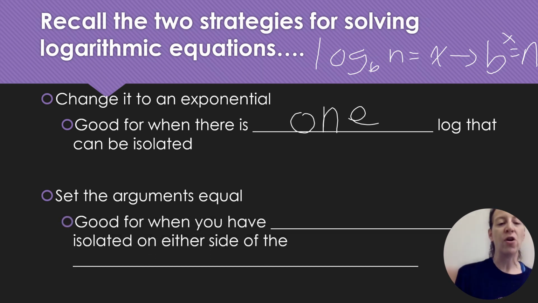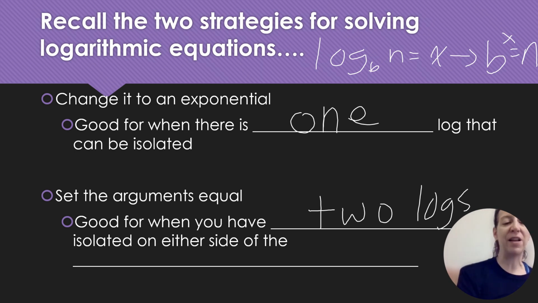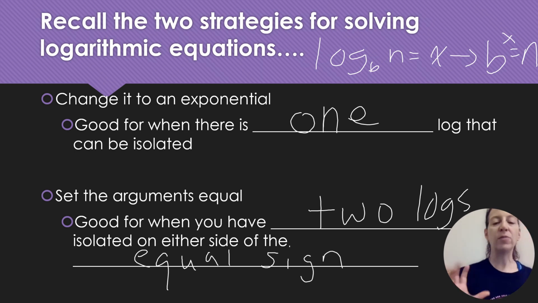Now, this is good for when you have 2 logs isolated on either side of the equal sign. You could also say either side of the equation. But I'm going to write equal sign. Okay, so when you have 2 logs and you can isolate them on either side, then basically the logs as operators cancel each other out, and you can just look at the arguments and set the arguments equal to each other.